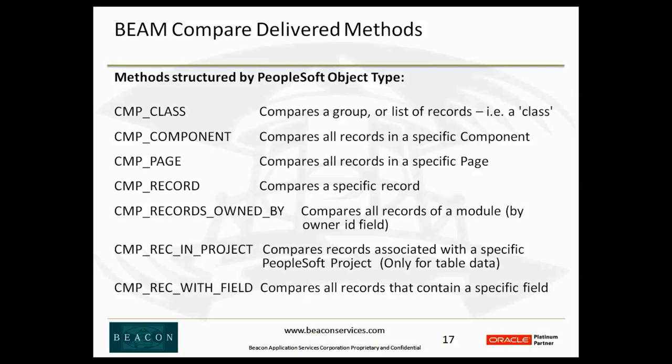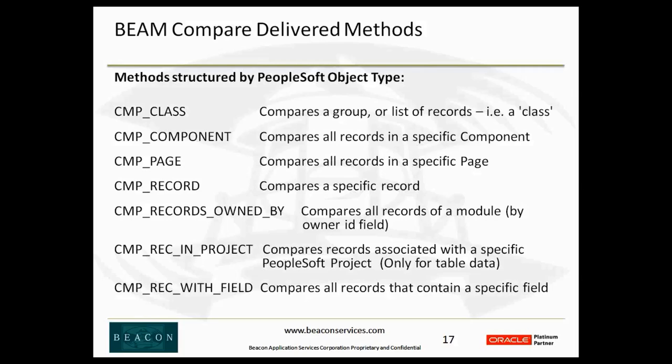We compare records. So you select a record, and we will compare it and find all the differences across your environments. I mentioned this one earlier. This is a fairly powerful and extremely time-saving method. This is records owned by, which most of you know. All records in PeopleSoft are owned by a module. And we can take all the records and all the tables that are owned by a module and compare them all and find any and all differences at one time and show them to you.